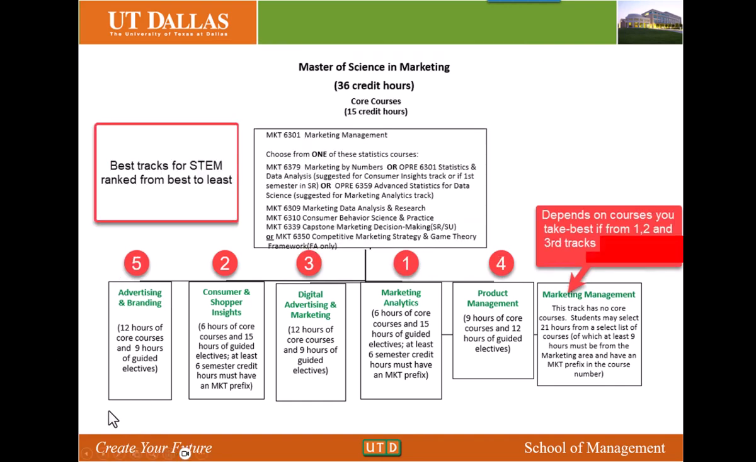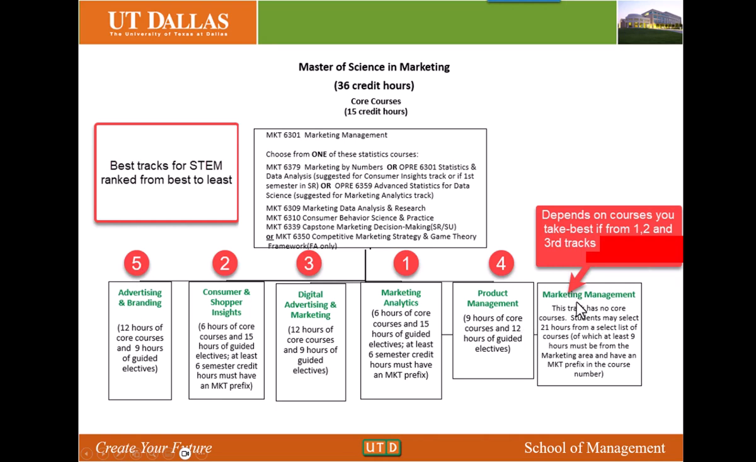Now, this is for international students. One of the questions we get is, okay, there are these tracks, which one has the most opportunity for OPT? If you're focusing on that, then I would say that the marketing analytics by far is the best option. A second one is the consumer and shopper insights track. Then followed, a distant third, by the digital track. Fourth by the product management. And a very, very distant fifth place would be the advertising and brand for international students.